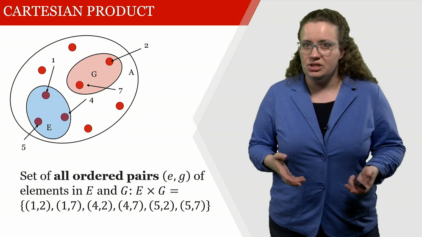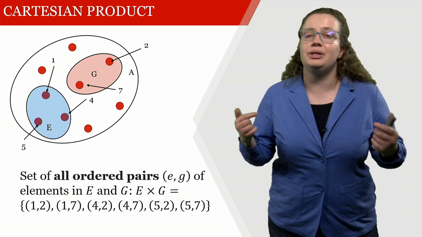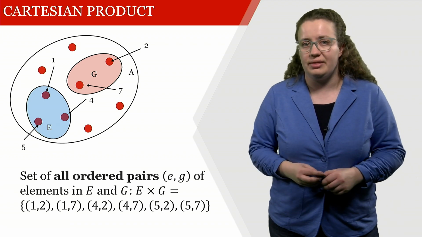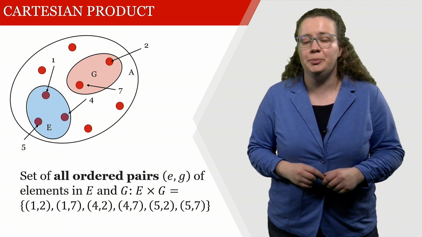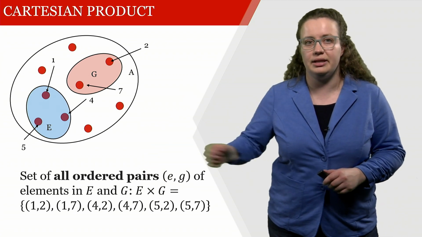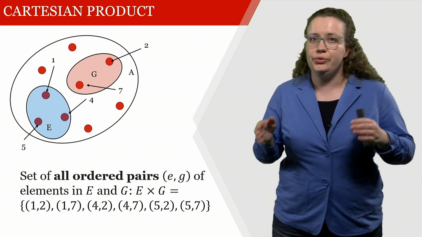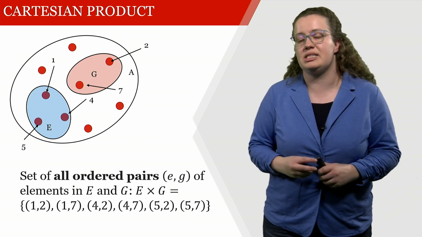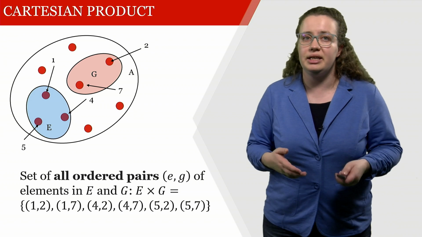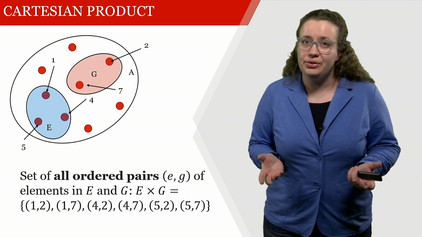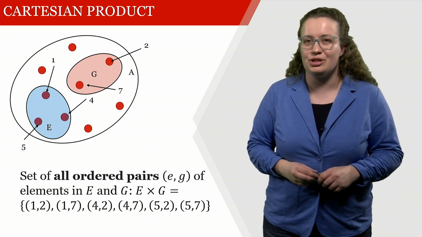And this is what the Cartesian product is about. It tells us how we can combine 2 sets and then address all elements that are within. This is what we denote by E times G, with this real X in here, which is then (1,2), (1,7), (4,2), (4,7), (5,2), and (5,7). That is the Cartesian product of E and G. You can think of, for instance, how things would differ if we looked at the Cartesian product of G and E.